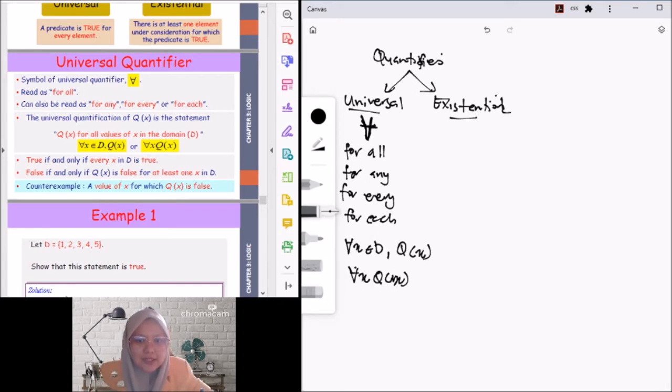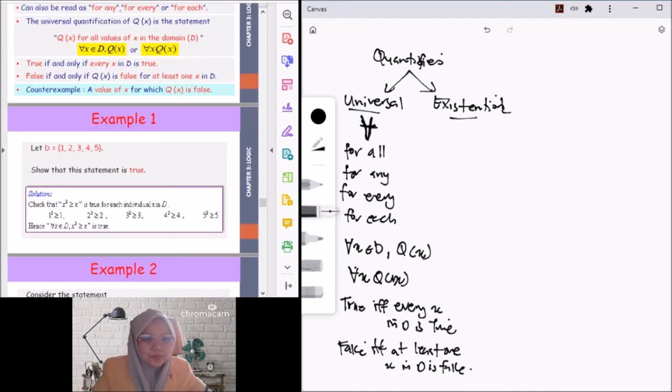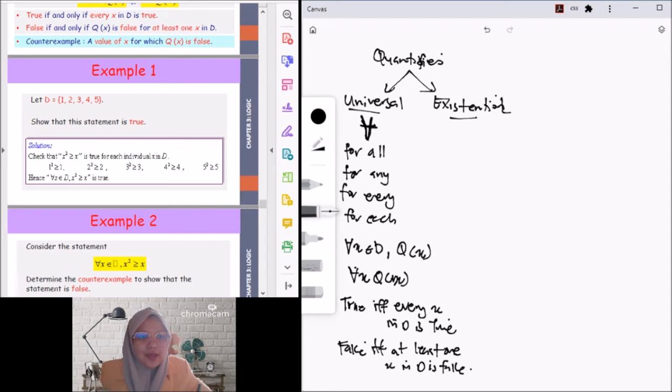This statement is true if and only if every x in D is true, and it is false if and only if at least one x in D is false. Okay, let's look at an example first. For example, we have a domain.